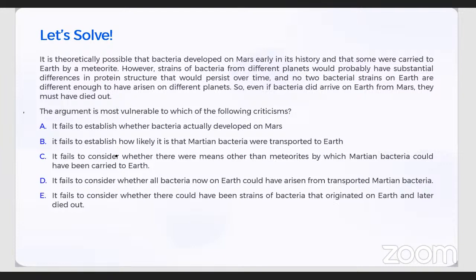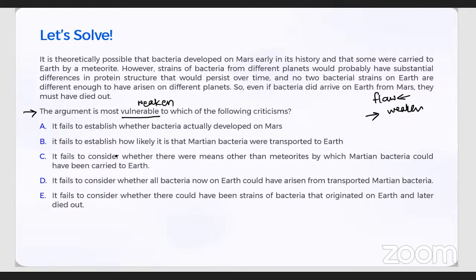The question once again says the argument is most vulnerable to which of the following criticisms? So the word vulnerable, you see this particular word in weaken the argument questions also. This is what I meant at the beginning of the session, when I mentioned that there are these typical words, for example, flaw and weaken. If it's a flaw in the argument question, you will see flaw. If it's a weaken the argument question, you will see weaken.